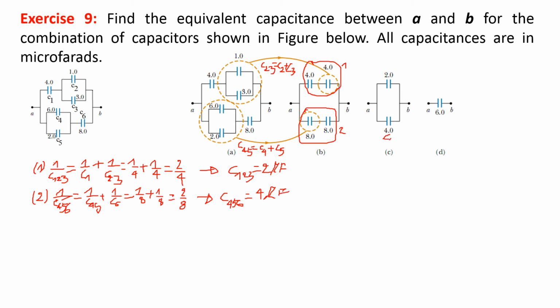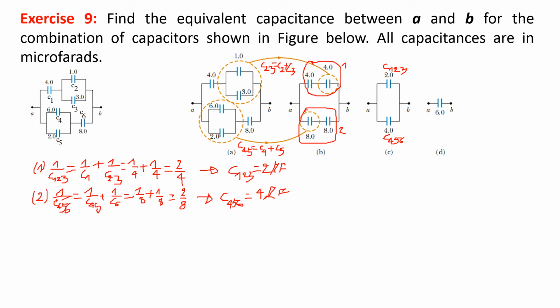This is the capacitance 4, 5, 6, meaning the combination of capacitor 4, capacitor 5, capacitor 6. And this is the combination of capacitor 1, capacitor 2 and capacitor 3. Then the combination of capacitors 1, 2, 3 and capacitors 4, 5, 6 are in a parallel connection.